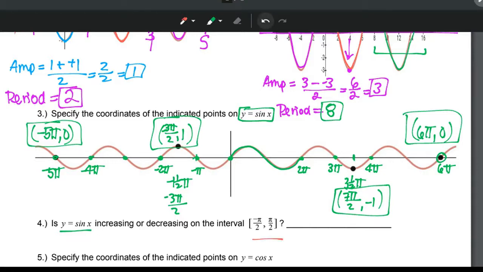Look at the interval from negative pi over 2 to positive pi over 2. I know that this point is at pi, and halfway between 0 and pi would be pi over 2. And this would be negative pi over 2. So the question is, what's happening between negative pi over 2 and pi over 2? Those values are going upwards, so that would be considered to be increasing.